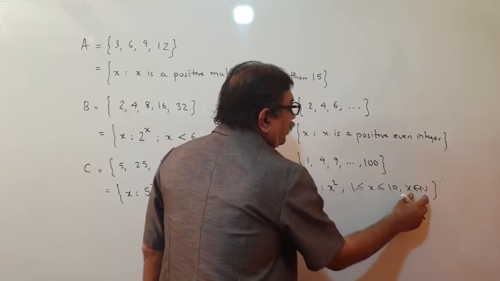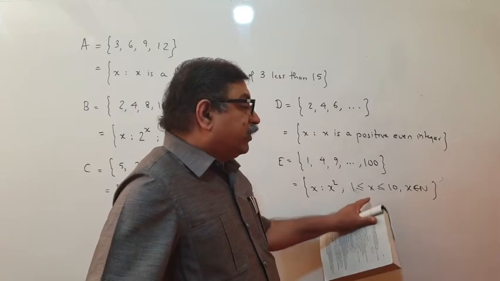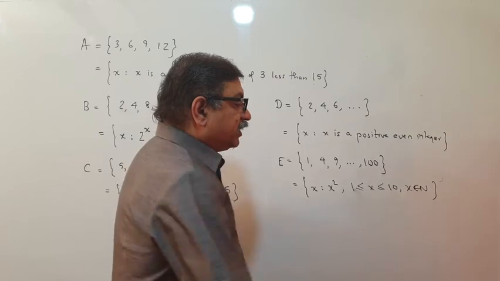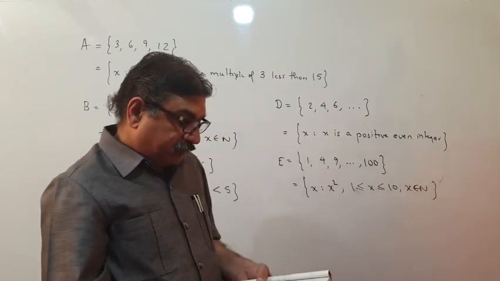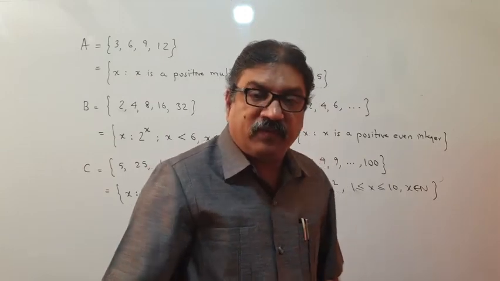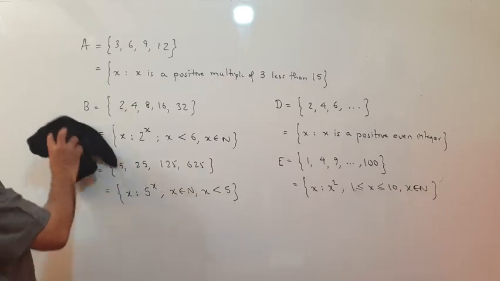Please don't forget to mention this, because when you write X is between 1 and 10, the X can be 2.5 also, but 2.5 square is not included here. So please mention this also, very, very important. So like this, you can see that from list form we can go to property form. We have to identify the property and then write very specifically.